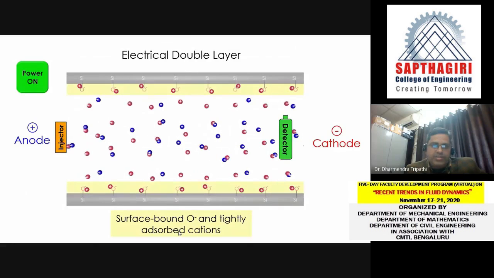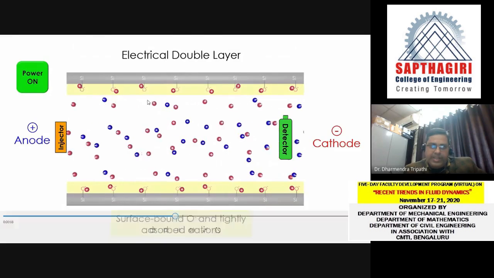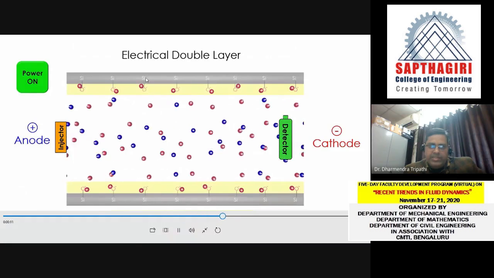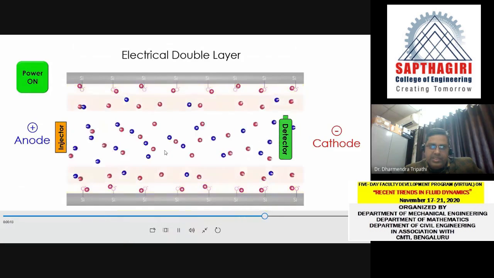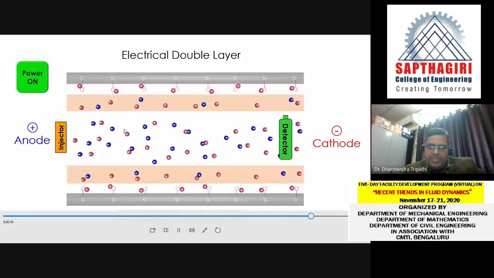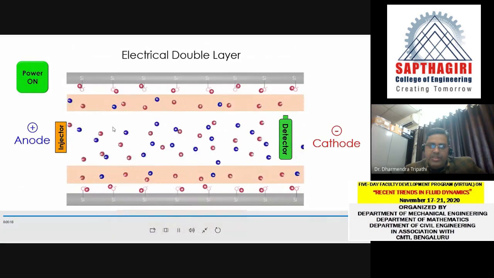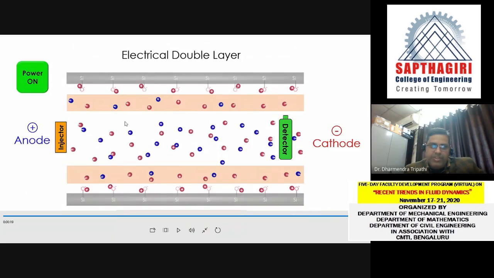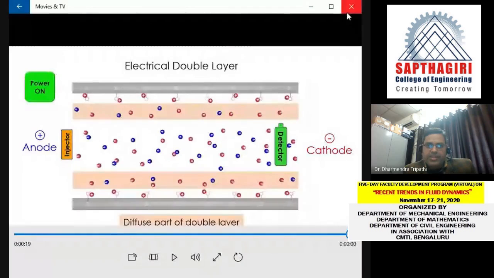So you can see how, if we apply the electric field, this channel is negatively charged, and this electrolyte solution or aqueous solution has negative and positive charges, like cations and anions. So how it is moving, and there is a shearing, and if the surface is negatively charged, most of the positive ions are attracted to the surface. So this is the complete process.